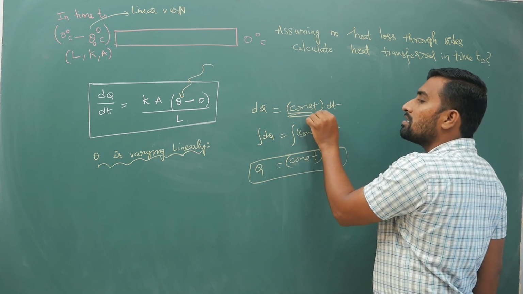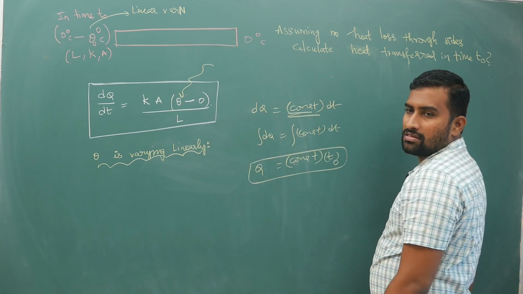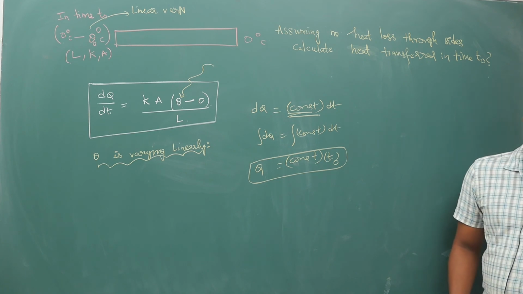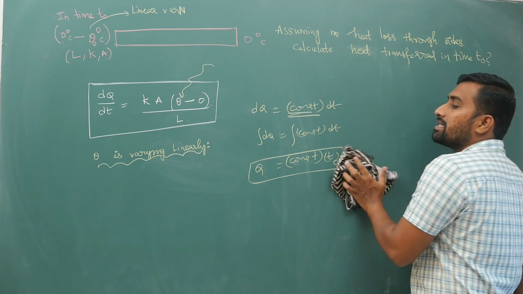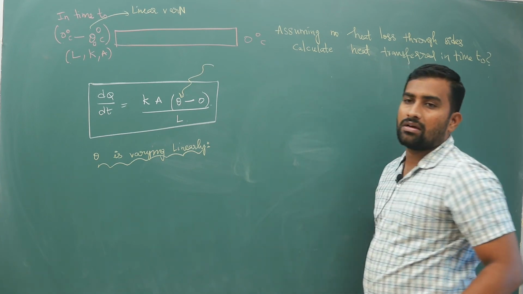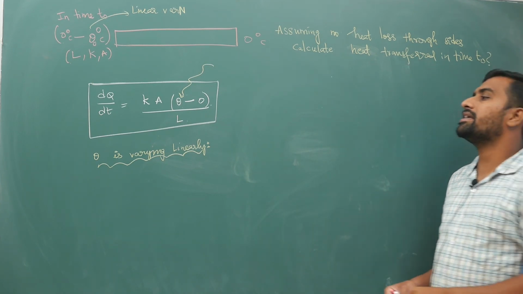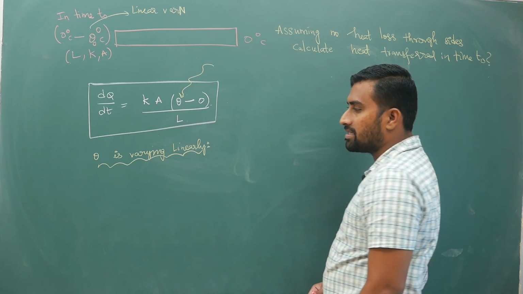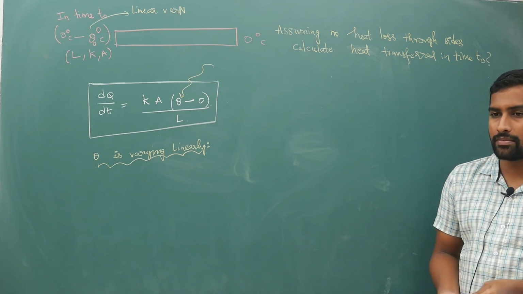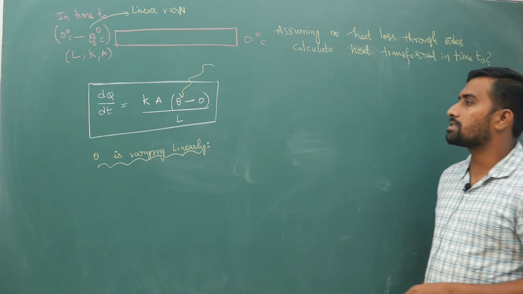But is this constant here? No. This term theta is varying with respect to time. Your theta is varying linearly. That is specifically mentioned in the question. So I cannot directly give rate into time. This heat rate into time will not give heat energy now. We have to express your theta as a function of time.